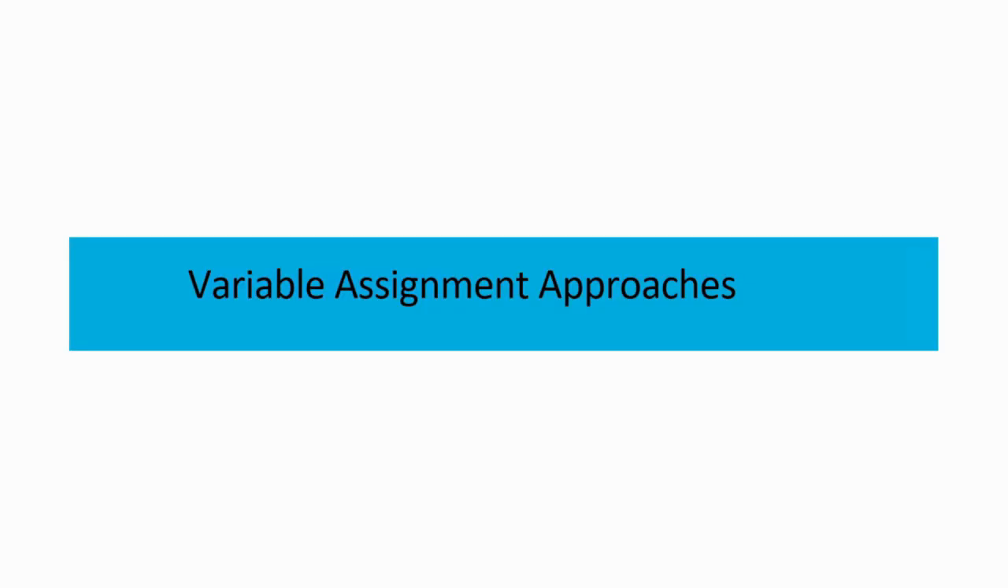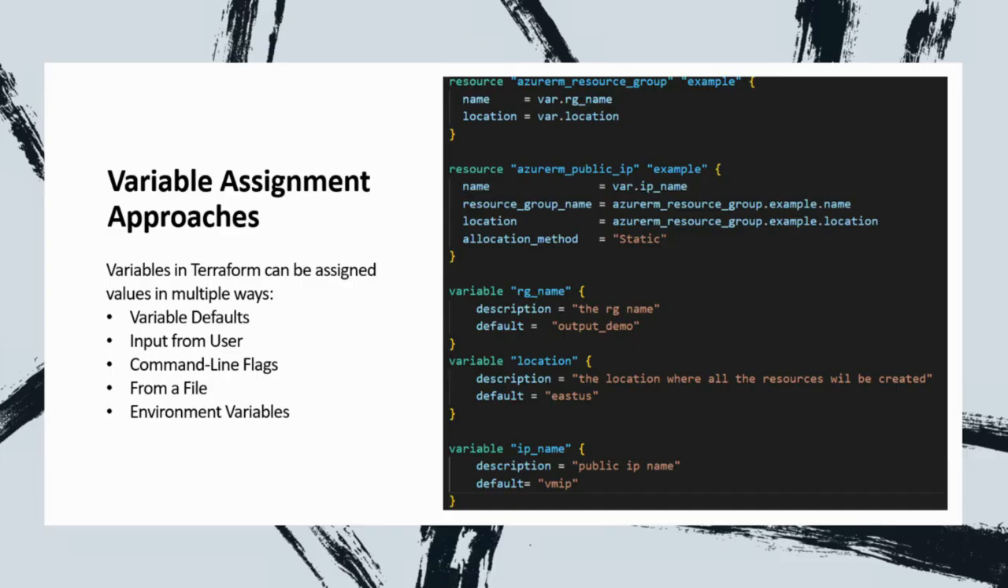Hi everyone, in this video we are going to discuss the variable assignment approaches. Variables in Terraform can be assigned values in multiple ways. So what is the exact meaning of the variable assignment approaches? In the last video, we had a very detailed discussion regarding the variable implementation. We created one resource group, and the other one we created is a public IP.